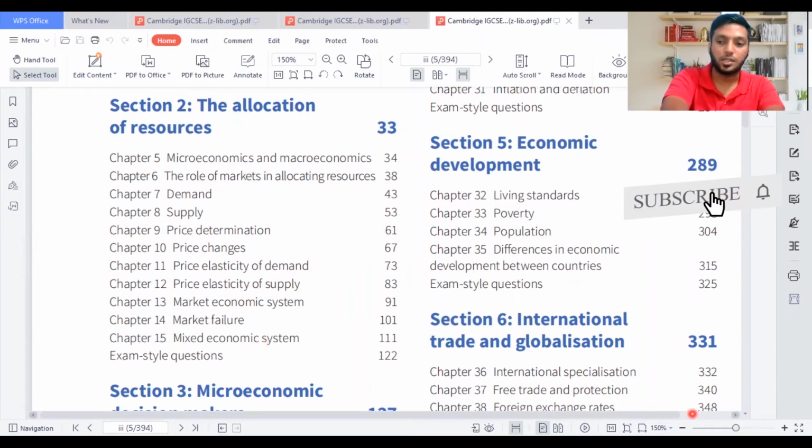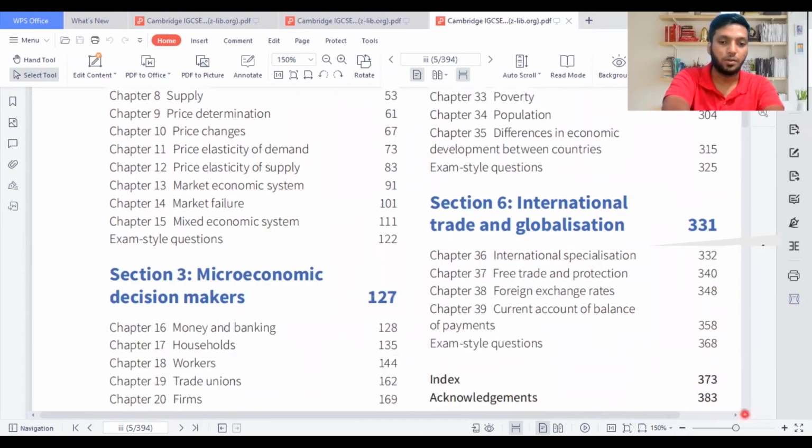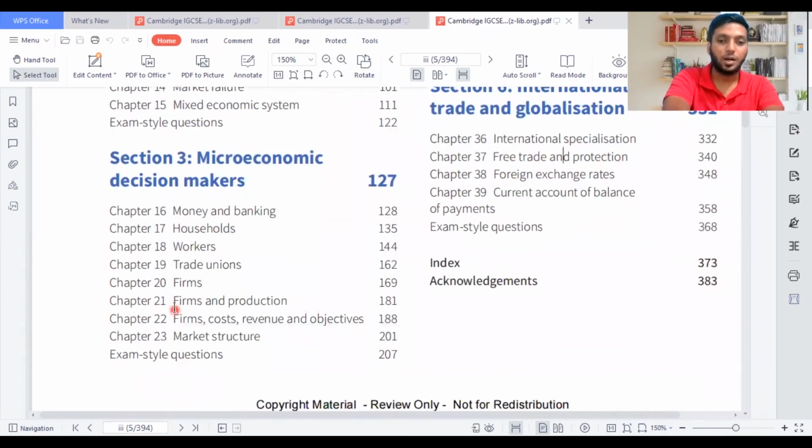Then moving on to the third content, what do you need to focus on? Money and banking, households, workers, chapter 19, trade unions, chapter 20, firms, chapter 21, firms and production, chapter 22, firms' costs, revenue and objectives, chapter 23, market structures. A very interesting area on your syllabus. You have a lot of curves to learn, and you should be able to present those curves on the exam papers. Trust me, these areas are highly tested. Your entire syllabus is tested in your MCQ papers, but this is a wonderful area that you can easily read and understand.